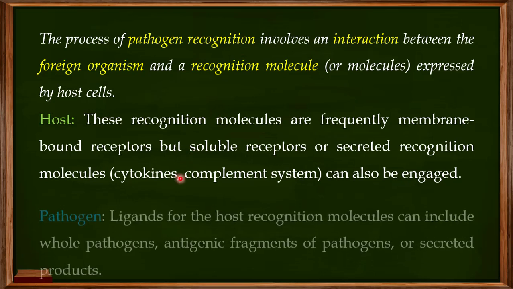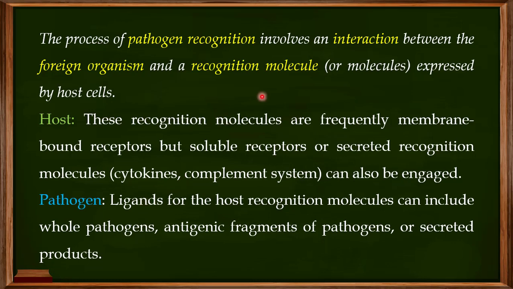These recognition molecules are going to recognize different molecules on the pathogen. That can include the whole pathogen, the antigenic fragments of the pathogens, or secreted products. Put simply, there would be an interaction between the recognition molecules of the host and the ligands present on the pathogen, and it is this interaction which is able to initiate a specific immune response.